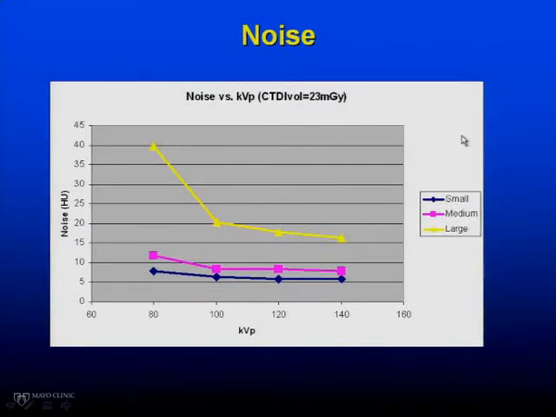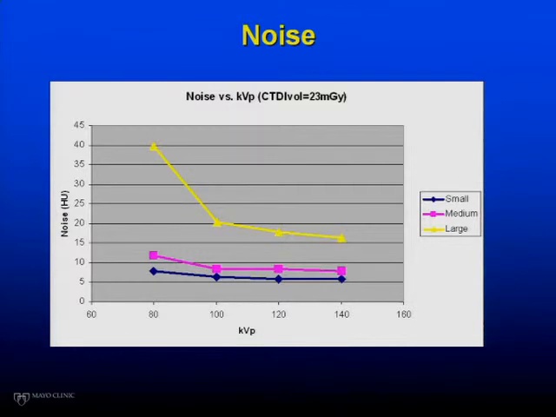However, lower kV has a main limitation. It tends to increase the noise, especially for a bigger size patient. This can be clearly demonstrated in this figure. 3 size phantoms were scanned at different kVs, and for each kV, for each size of phantom, the volume CTDI is fixed. You can see that for smaller size phantoms, the noise doesn't change much across different kVs. But for the large size phantom, the noise increases dramatically for lower kV.